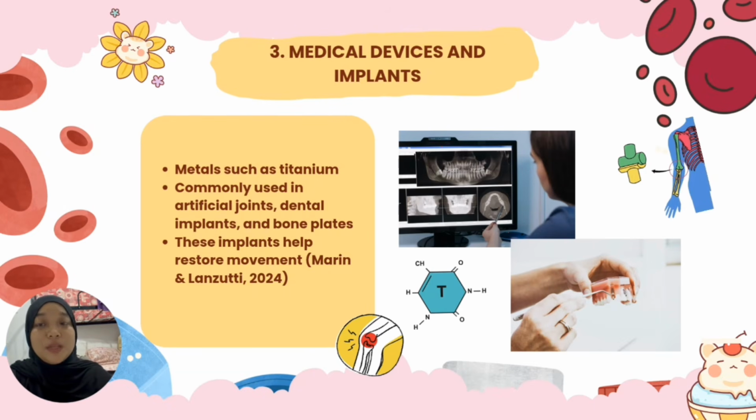Titanium is used for medical devices and implants. It is commonly used in artificial joints, dental implants, and bone plates. We use this because the metal is very strong, lightweight, and people can use it in daily life. And then the implants help to restore movement and improve the patient's quality of life.